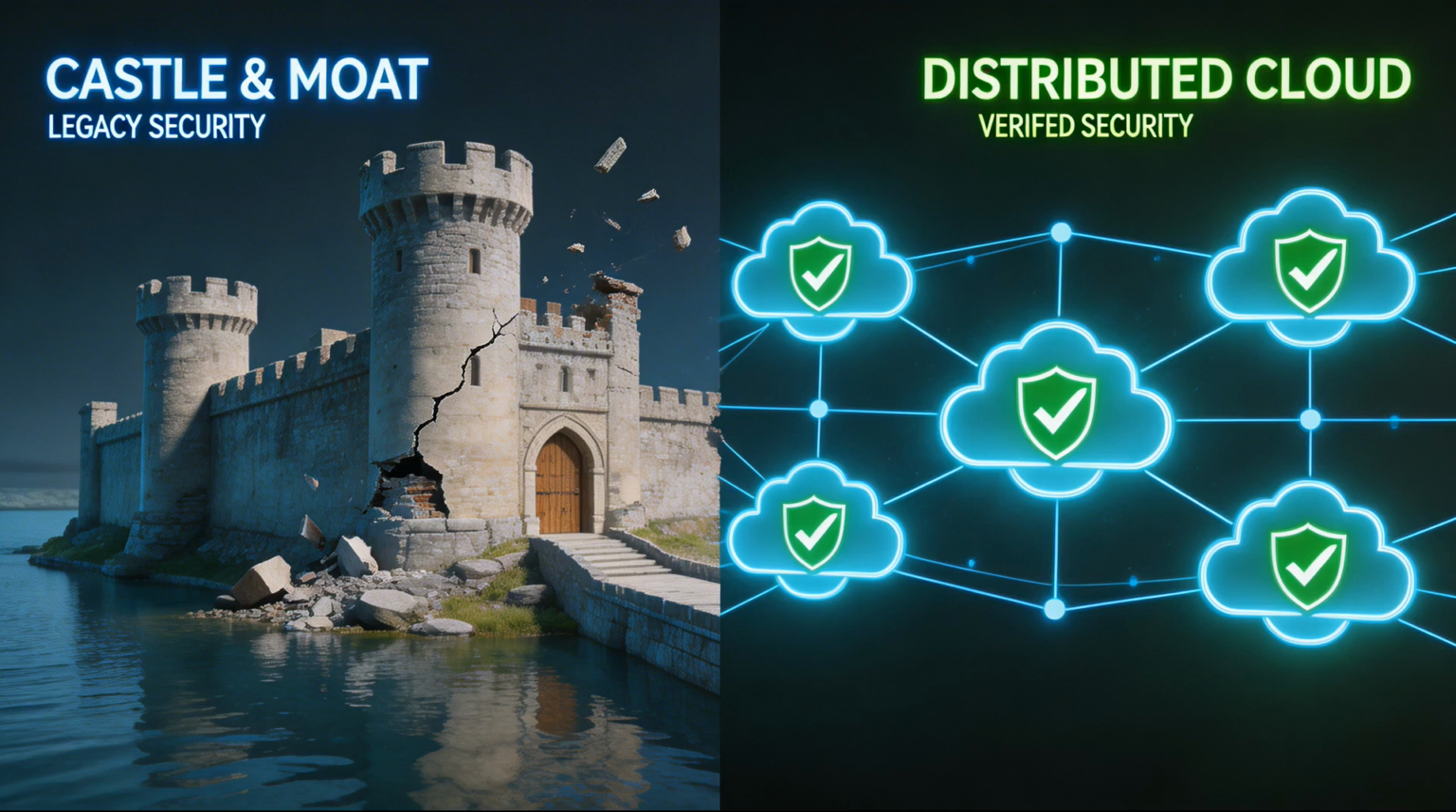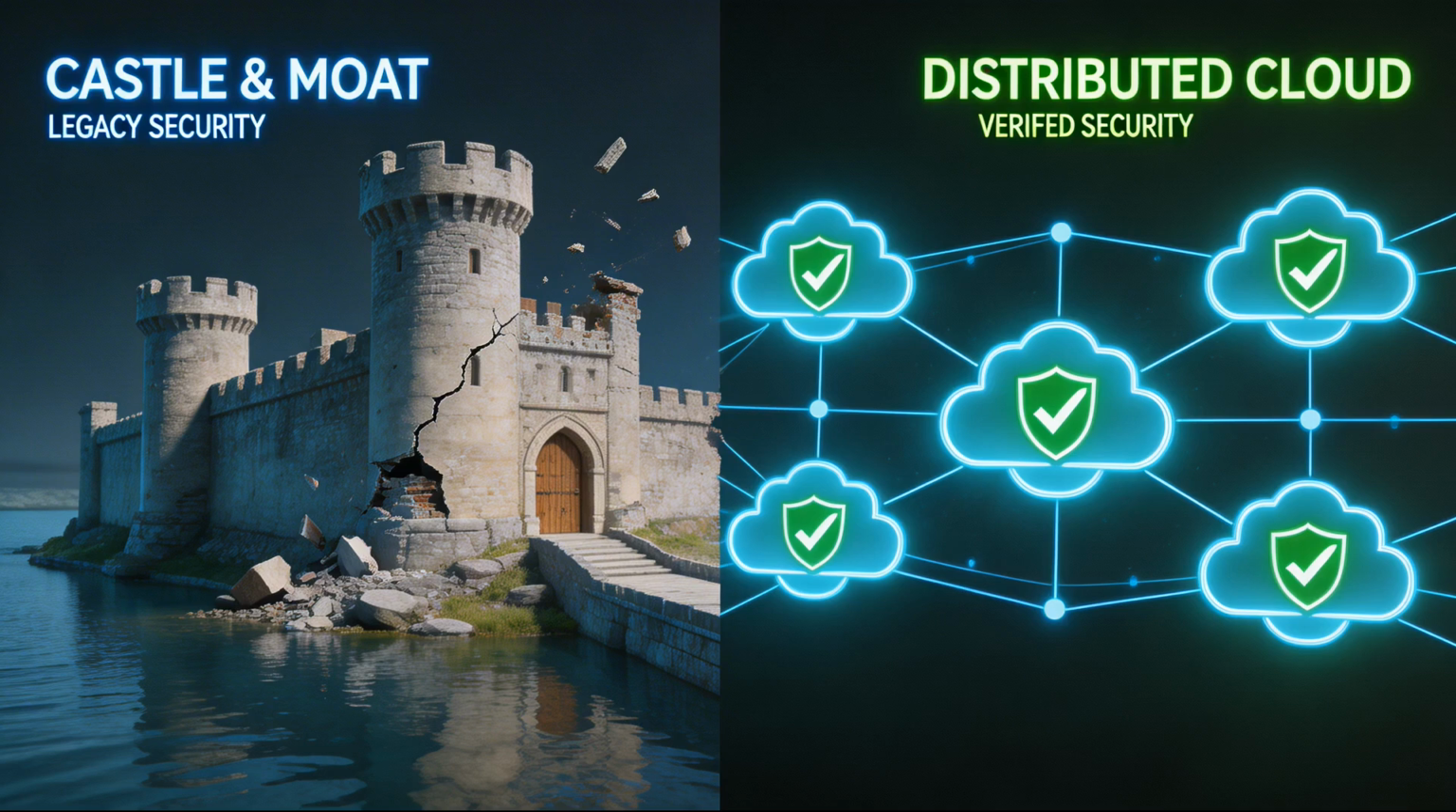For decades, security worked like a medieval castle. You built thick walls, put a guard at the gate, and assumed everyone inside was friendly. In network terms, this meant a corporate firewall. If you were on the office network or connected through a VPN, you could access everything. The database, the file server, the admin panel, all of it.